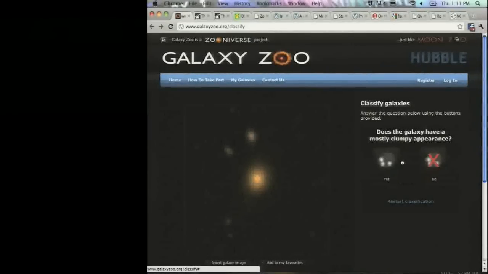So do you think the galaxy has a mostly clumpy appearance or not really? Not really? Okay. Do you think this could be a disk viewed edge on somehow? Okay, I'm getting lots of no's there.